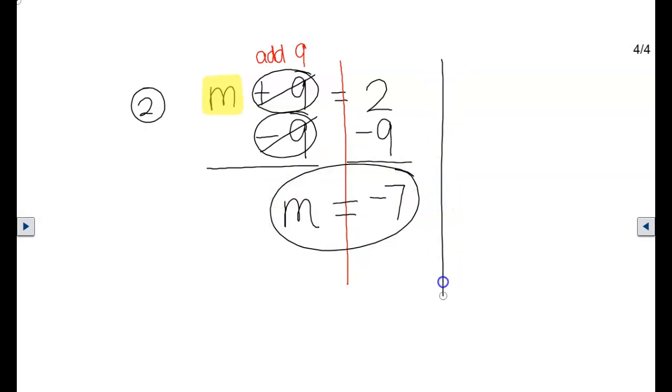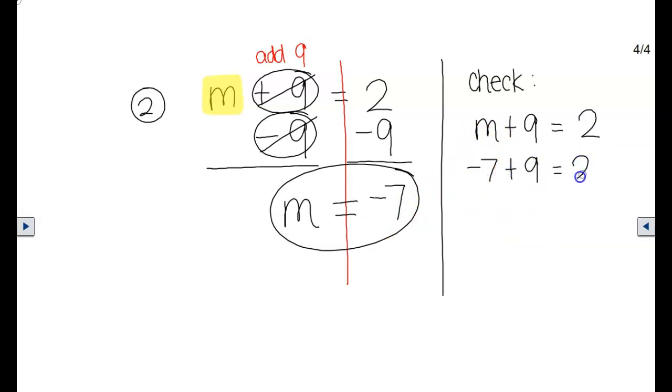And again, we won't do this every single time. But here in the beginning, it's a good way to make sure you're doing it right. We had the equation m plus 9 is equal to 2. We now believe that this m is negative 7. So we're going to put negative 7 where m is and see if that works out. Negative 7 plus 9 is 2. I get 2 equals 2. That checks out. So if you're ever in doubt about whether you've done an equation right or not, that's a good way to check yourself.